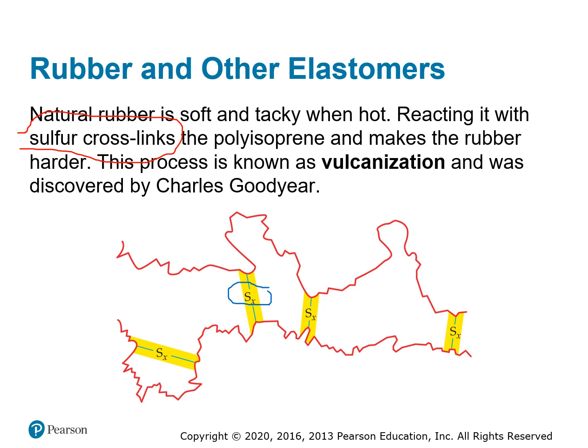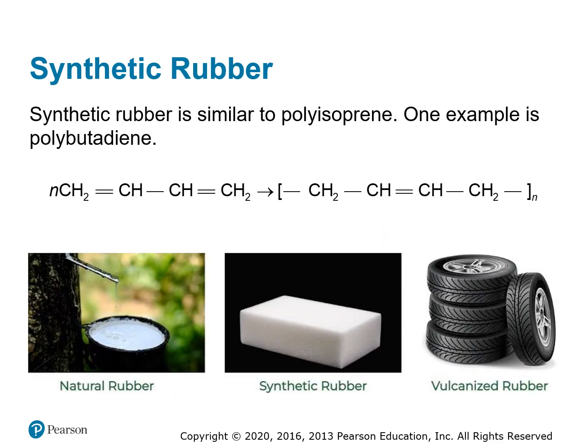When that is included in the structure, that makes the rubber stiff. Somehow it makes it harder, and that's the vulcanization process that we use to make tires. And these are examples of that. So synthetic rubber is similar to polyisoprene, but again, remember these vulcanized rubber, if we add the sulfur bonds, and we make this harder.